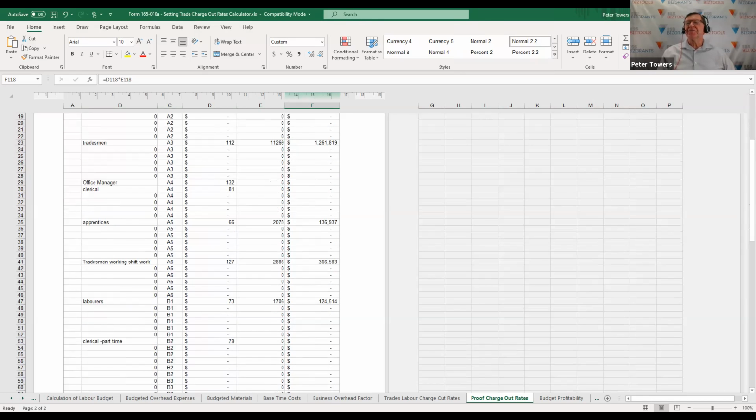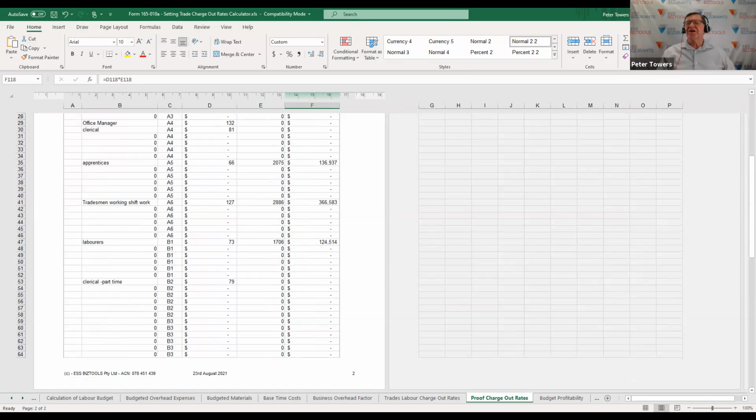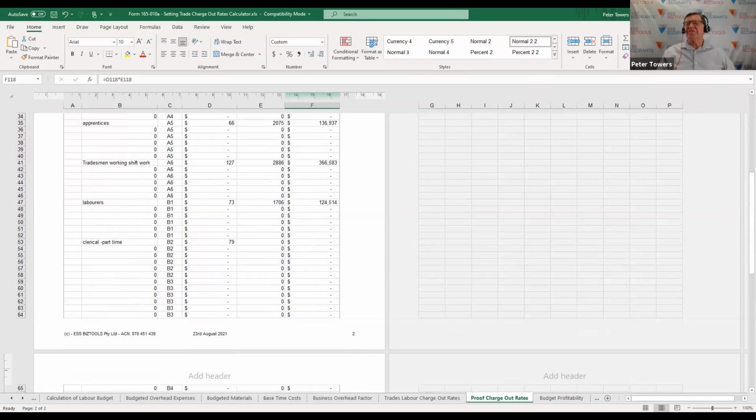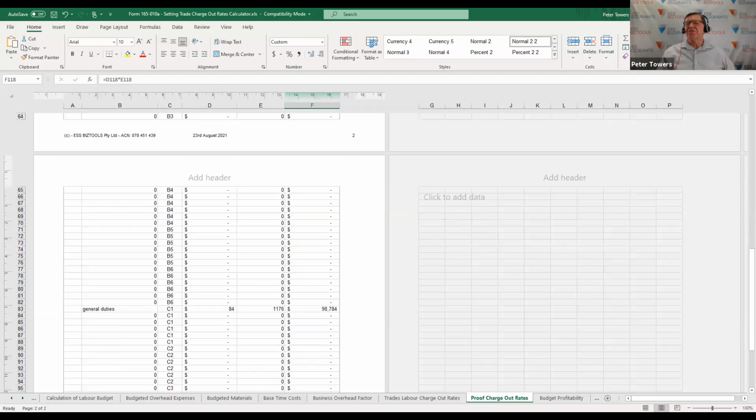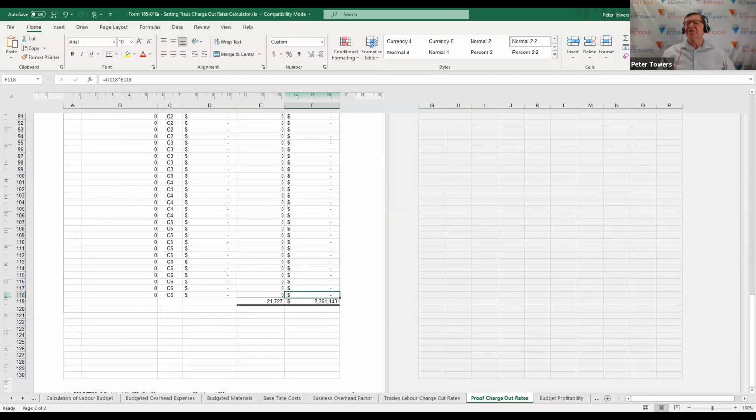The apprentices, $66. Tradesmen, working shift work, laborers, clerical part-time, no income forecast. The general duties people projected to produce. So we get a total of 2,361,143 is the income we're going to generate.